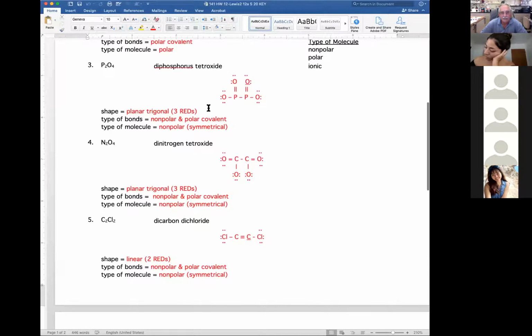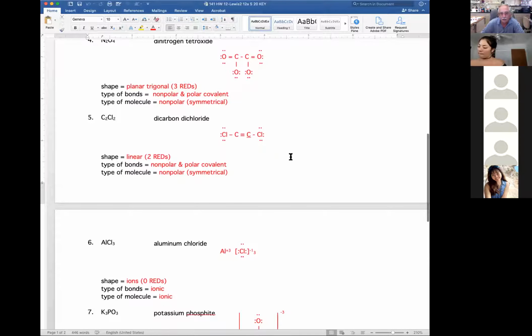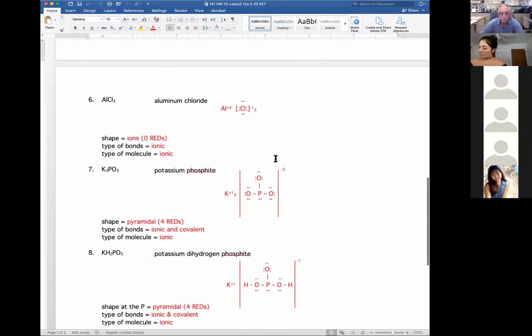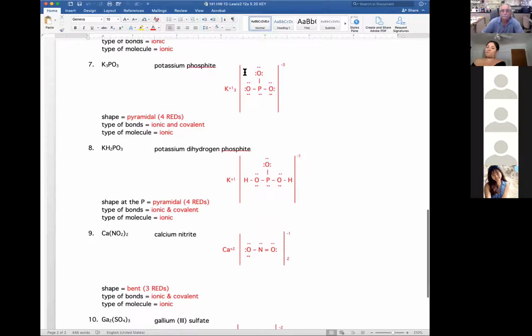So why is this non-polar? It's symmetrical. Exactly. What about this one? Also symmetrical. Okay. And this one, is it symmetrical? Yep. So it's non-polar. And this one is ionic. And this one, ionic.